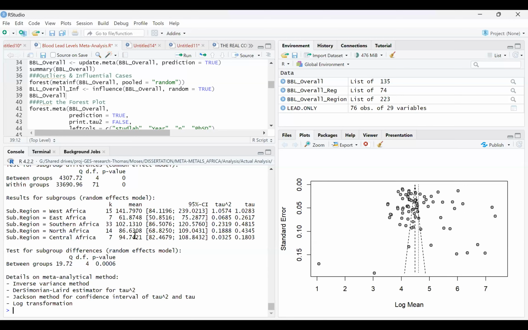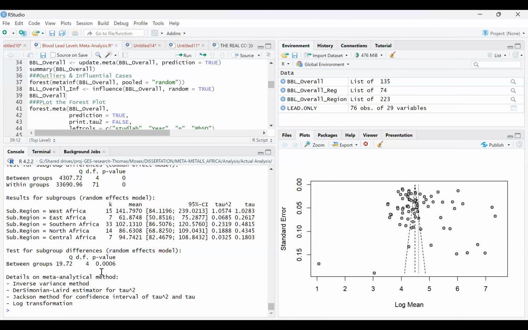So here I should have even given you already a raw picture of the subgroup and how it is working. We are basically modeling the mean pooled effect across multiple levels, multiple regions or multiple categories, and then calculating the confidence intervals and the tau squared and all that. Very interesting. And now you can test what is the statistically significant difference between West Africa and all those other regions.